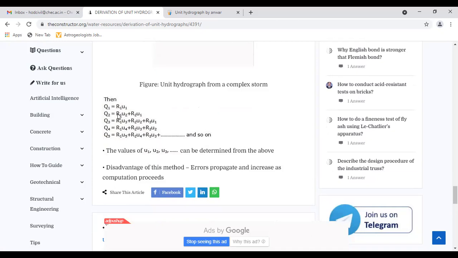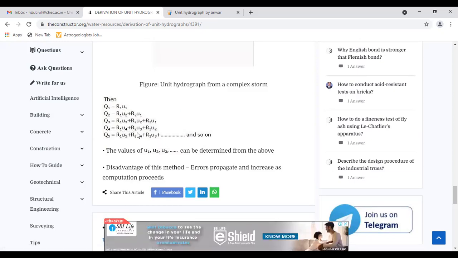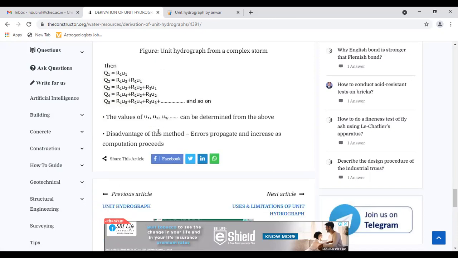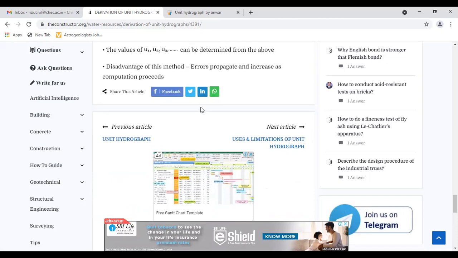Then Q1 is equal to R1U1, Q2 is equal to R1U2 plus R2U1, Q3 is equal to R1U3 plus R2U2 plus R3U1, Q4 is equal to R1U4 plus R2U3 plus R3U2, Q5 is equal to R1U5 plus R2U4 plus R3U3, and so on. So the values of U1, U2, U3 can be determined from the above. The disadvantage of this method is that errors propagate and increase as computation proceeds.